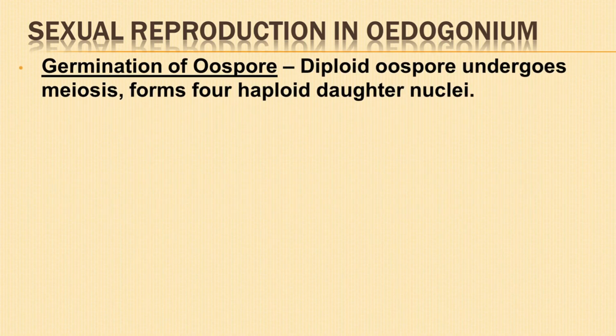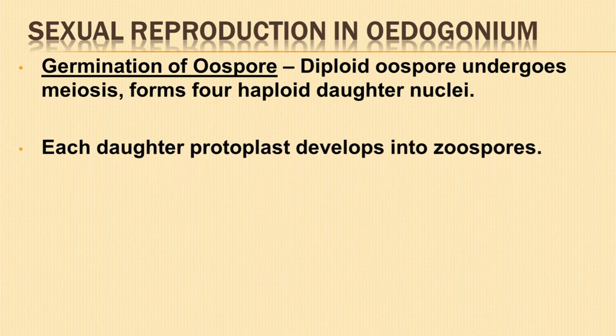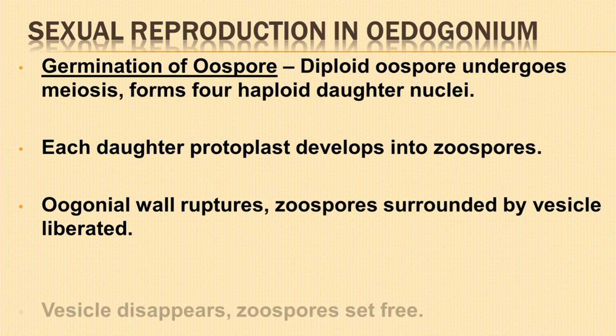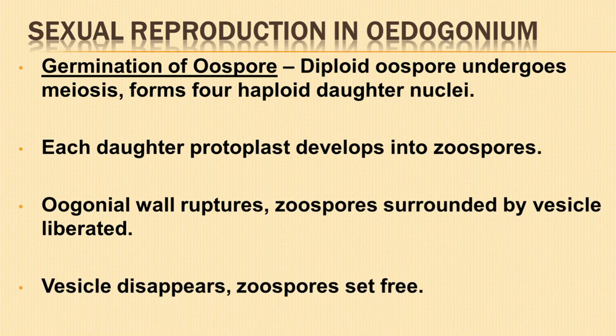During favorable condition, the diploid oospore undergoes meiosis to form 4 haploid daughter nuclei which are surrounded by the cytoplasm. Each daughter protoplast develops flagella around itself to form the zoospores or meiospores. The oogonial wall ruptures and the zoospores are liberated. They are surrounded by a delicate vesicle which later disappears and the zoospores are set free.